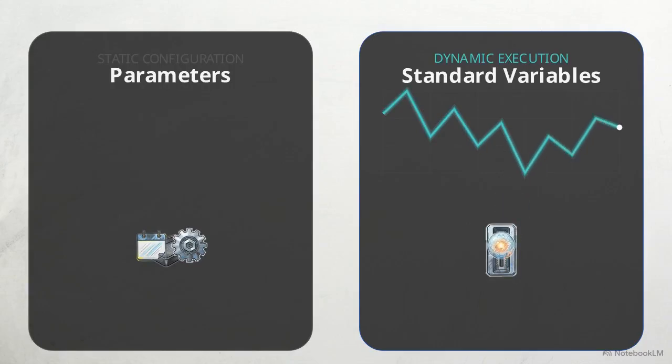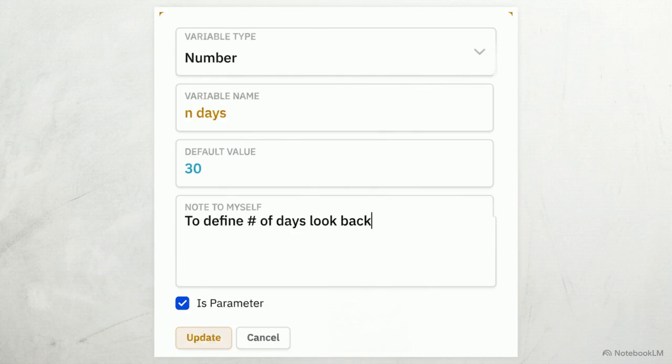To set up a parameter, you select the number type, name it end days, and provide a starting default value, in this example, 30. For this value to be available for concurrent backtesting, you must enable the isParameter checkbox.